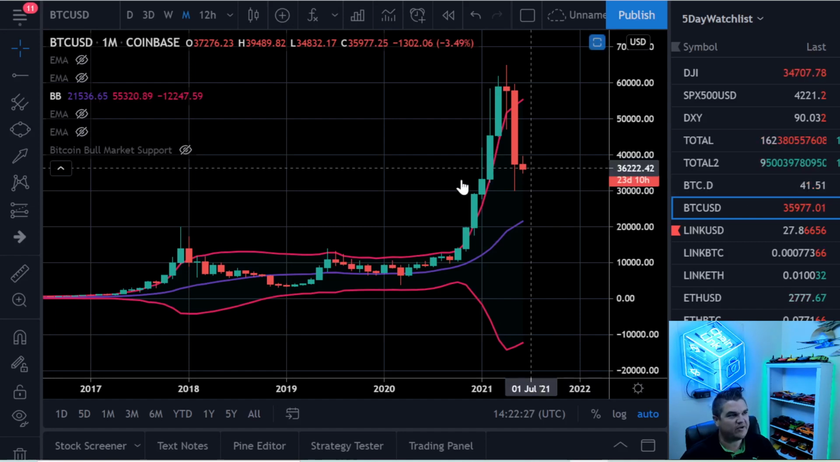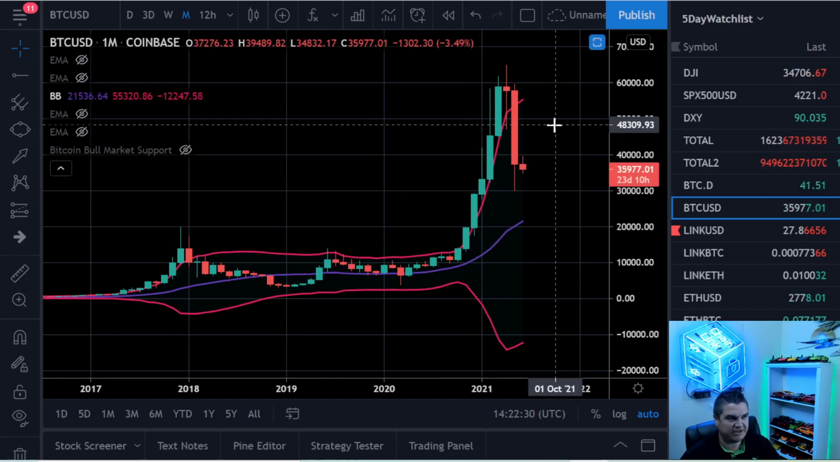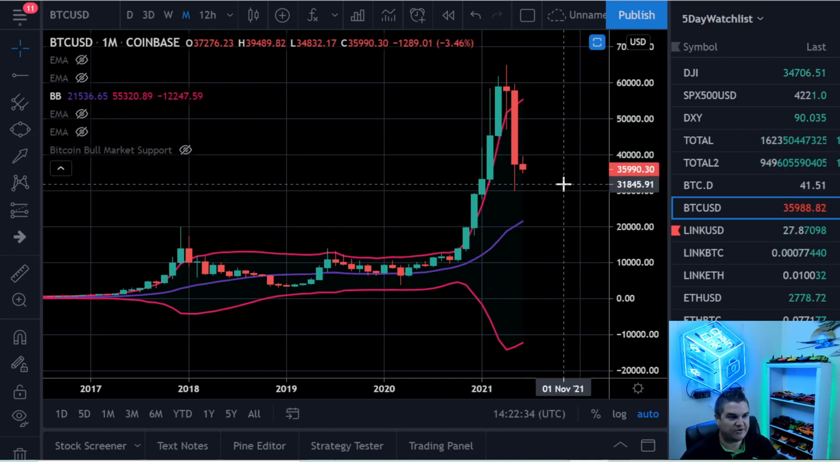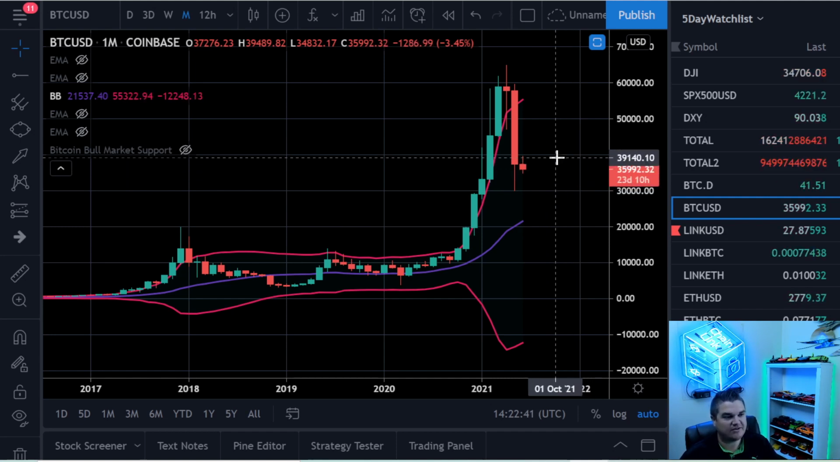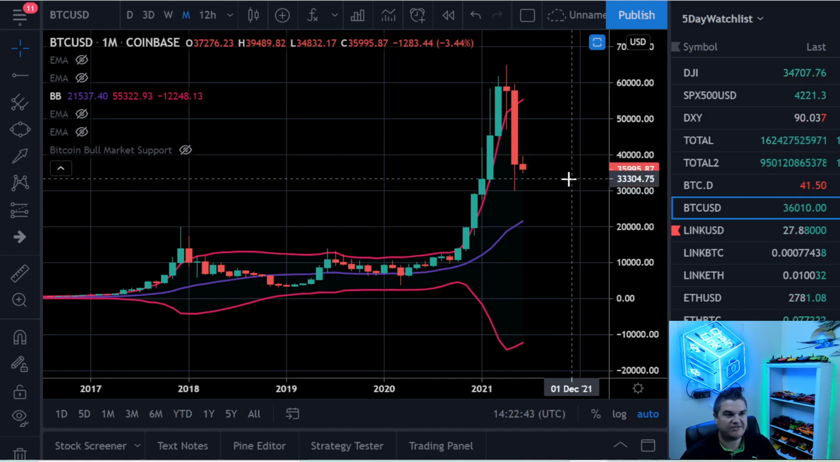Hey all, we're looking at Bitcoin now. We're on a monthly chart and we're just going to look at Bollinger Bands and see if there's anything that we can tell that's going on. We're going to look at the monthly, the weekly, the 3-day, and the daily and just try to pick out some things that we want to watch for in the coming days and weeks.